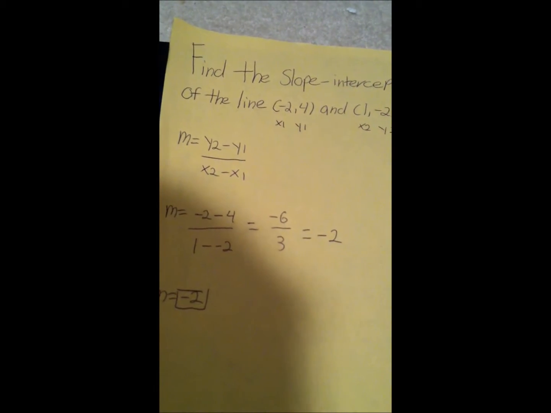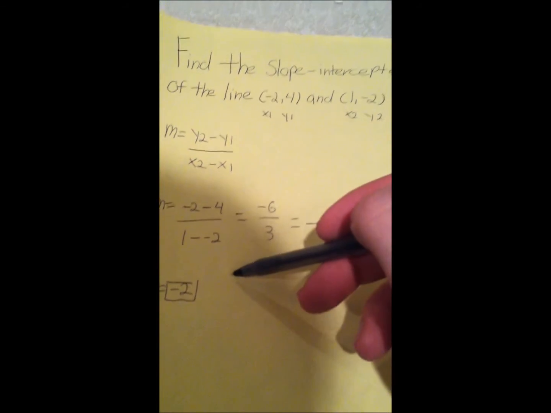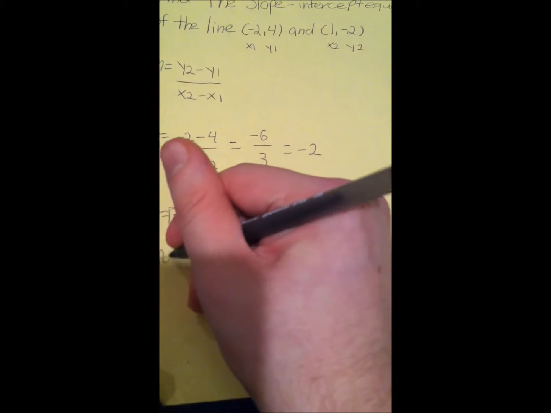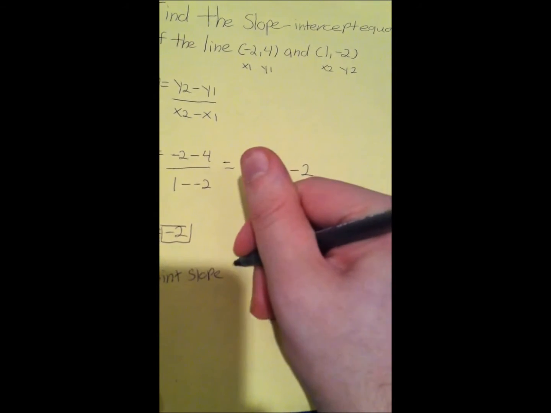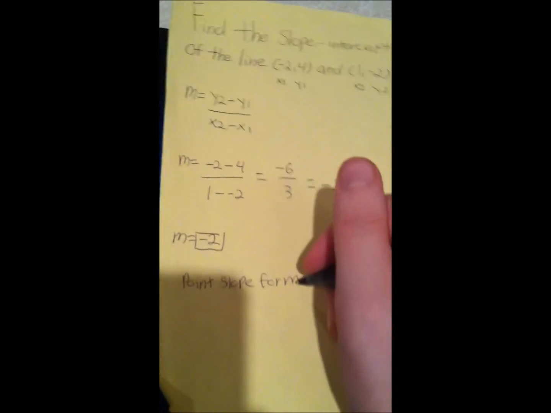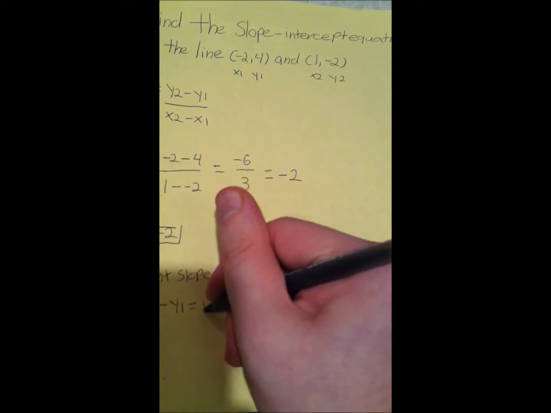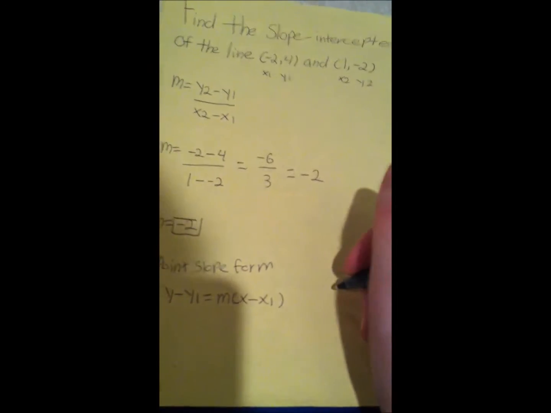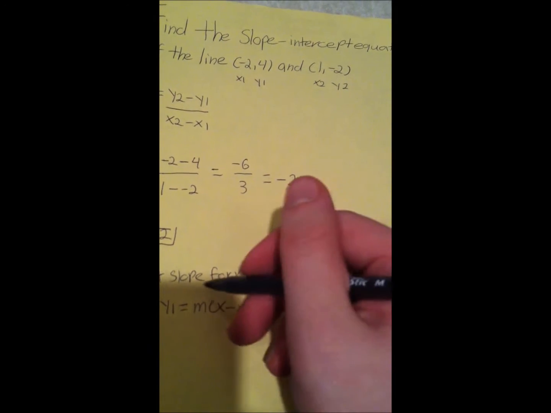If you can't see what I did. Alright, now we have our slope. We can go ahead and find the equation of the line. To find that, we will use point slope form. Point slope form will be y minus y1 equals m times x minus x1. Now this is the equation to find the line. We use point slope form.